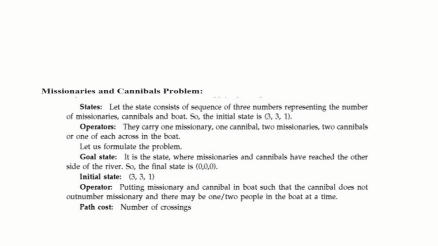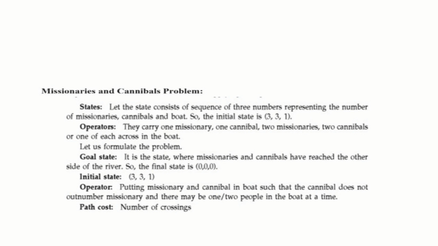Goal state. It is the state where missionaries and cannibals have reached from one bank to another. So the final state is 000. That is, all the missionaries and cannibals from one side of the bank have reached the other side.